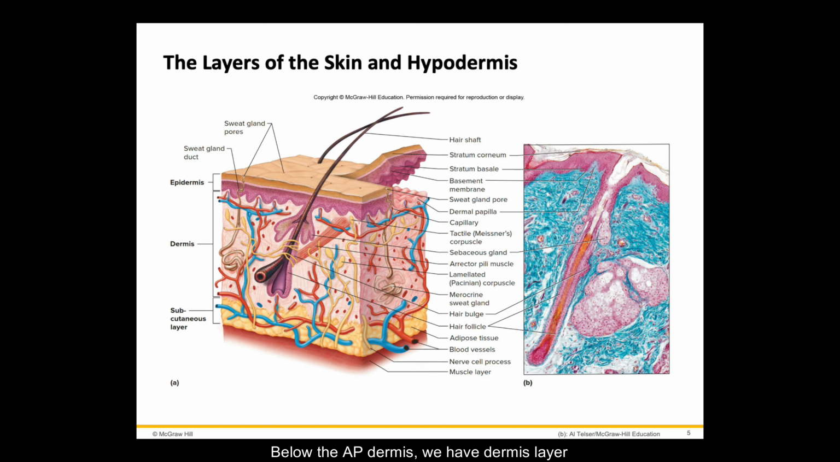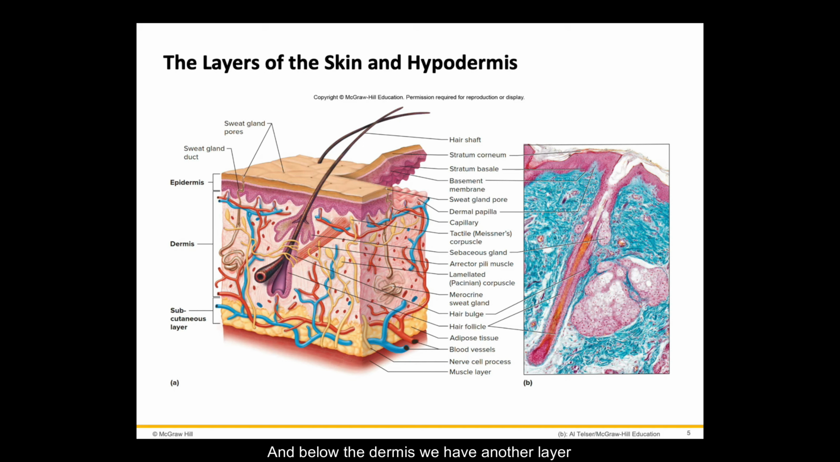Below the epidermis, we have the dermis layer, which is made of connective tissue. In this layer, you see blood vessel branches. You also see free nerve endings, and the hair follicle and hair shaft are also located here. Additionally, the two types of glands you can find are the sweat gland and the sebaceous gland.